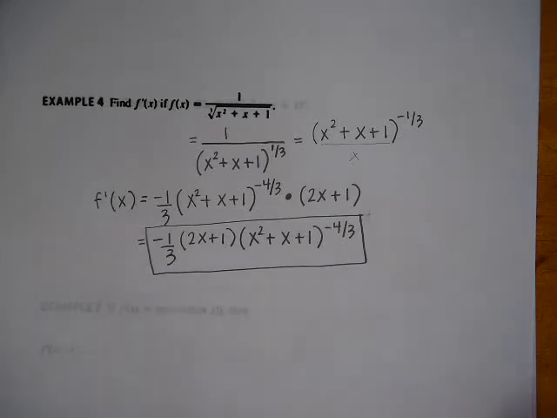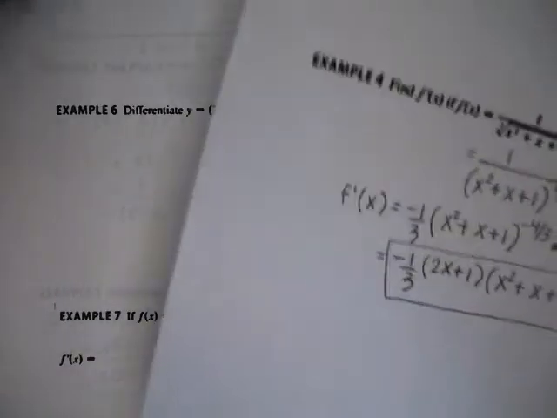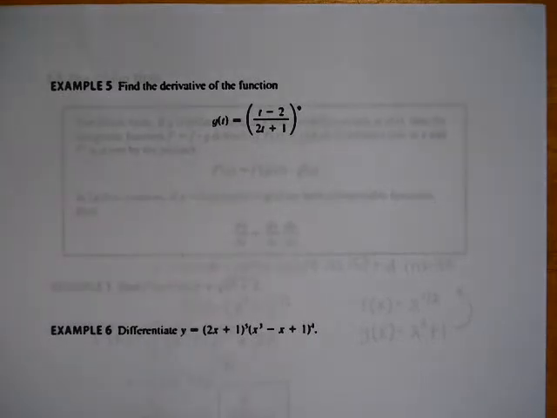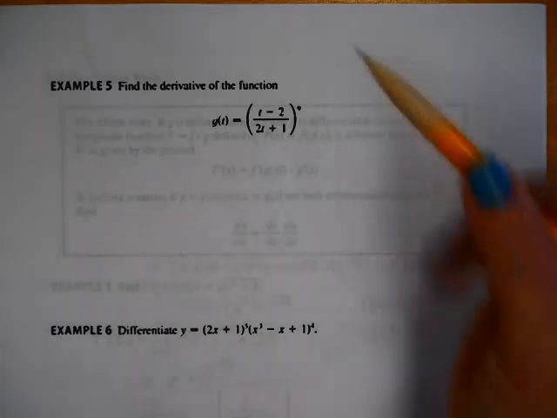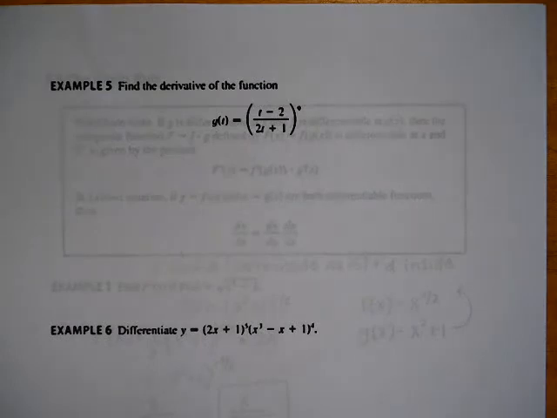All right, so let's look at our next page. All right, so we are on example 5. And you'll see here that we have g of t equals t minus 2 over 2t plus 1, all to the ninth power. So we're still going to do the chain rule. But now once we take the derivative of the inside, you'll notice that that is a fraction, so that means that we're going to have to do the quotient rule.